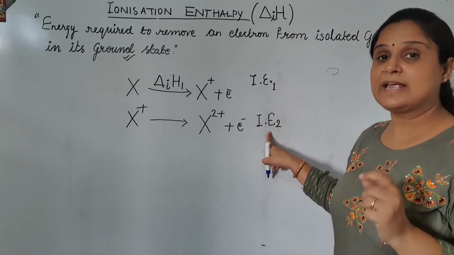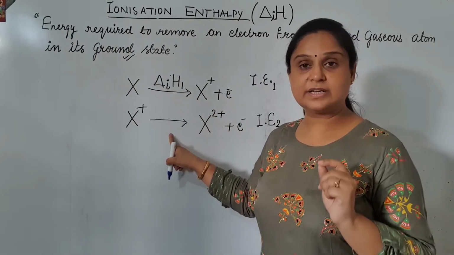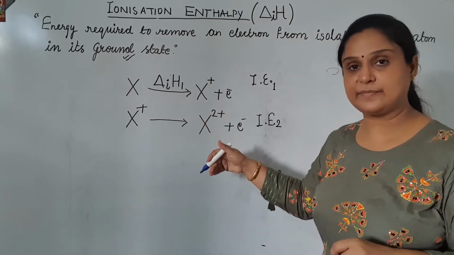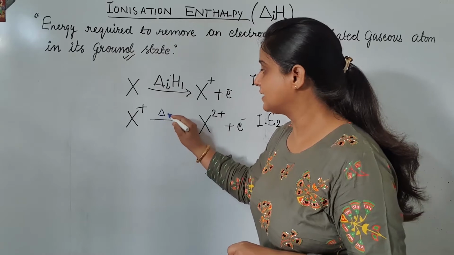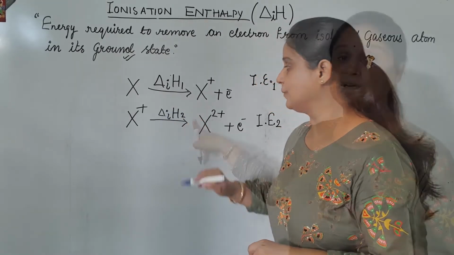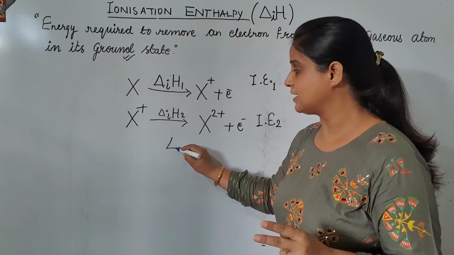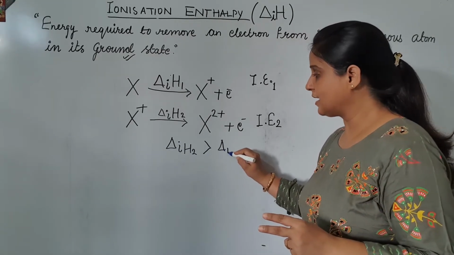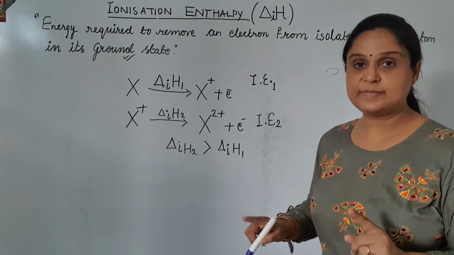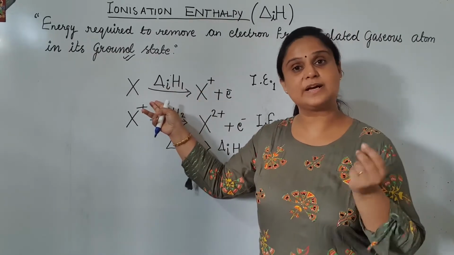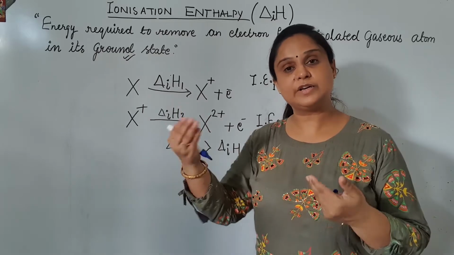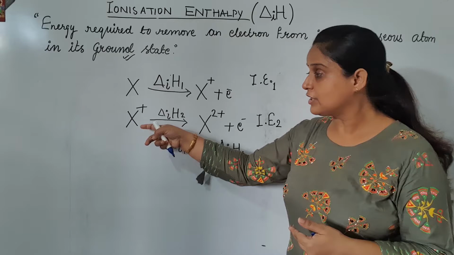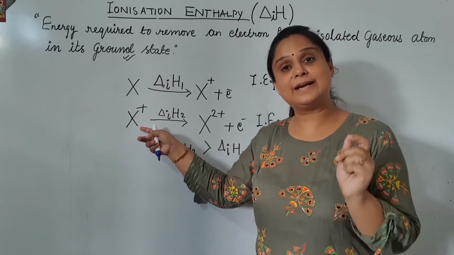So this is IE2, that is the energy required to remove the second electron. One by one, step by step we will be doing it. So delta IH2 will obviously be more than delta IH1. The reason behind this is that in the first step it was a neutral atom, so you were removing the electron from the neutral atom. In the second step you are removing the electron from an already electron-deficient species.